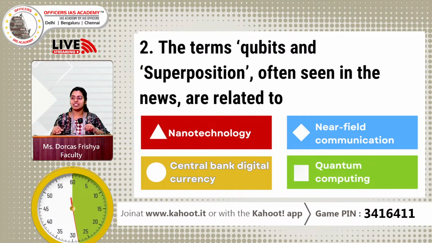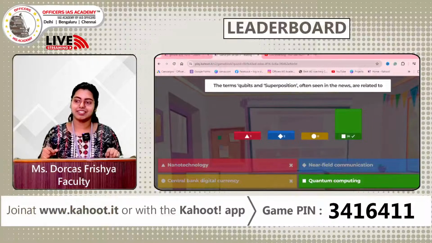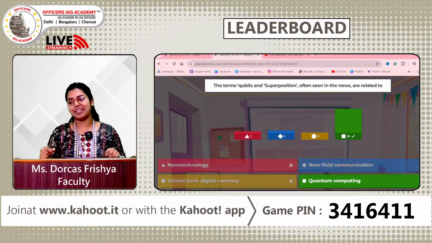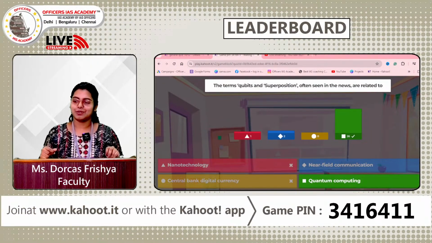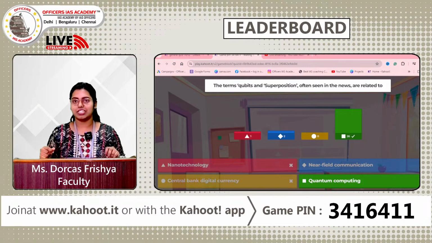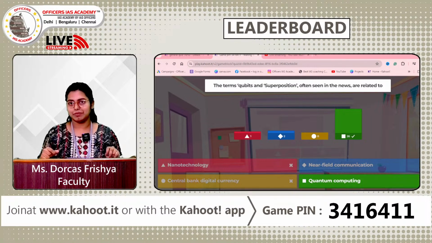All right, bring in more answers. Only few seconds left. Okay, and there goes your correct answer. Correct answer on your screen. Yes, as said, most of them have got it right. So the correct answer is color code green, that is option D, quantum computing.